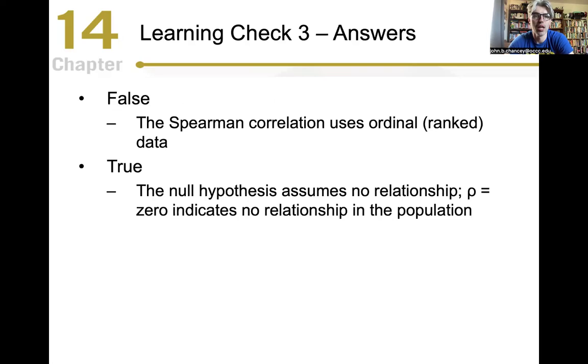Okay, first one is false. Spearman correlation is used with ordinal or rank data. And then the second one is true. Null hypothesis assumes no relationship. So in this case, rho equals zero, indicating no relationship in the population.